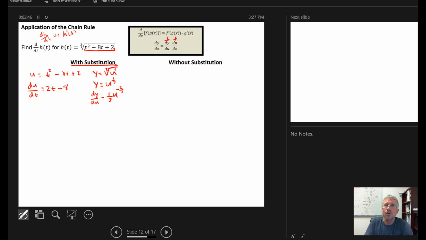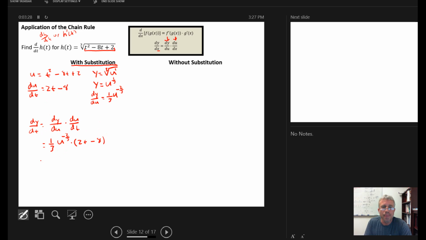So to find dy dt, we're not using x this time, we're using t for the input variable. So to find dy dt, that's just going to equal dy du times du dt, which is going to equal dy du sitting right here. It's just 1/3 u to the negative 2/3 times du dt, so times parentheses. So I need to make sure I'm distributing this into the parentheses so that it's being multiplied by both the 2t and the minus 8.